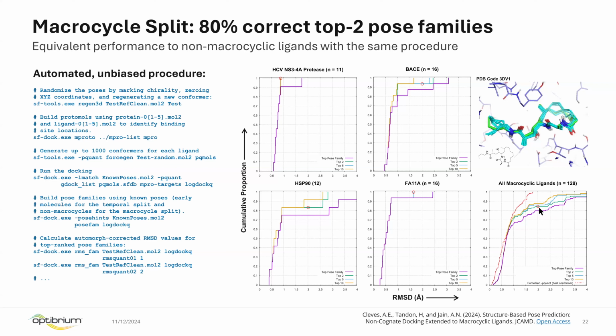So this is much, much, much better than people have shown even for cognate redocking of macrocycles. So this really is a completely new sort of result in terms of how well we can do as a field against these kinds of challenging molecules.